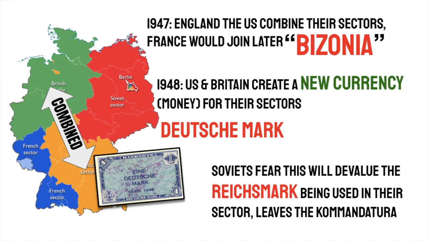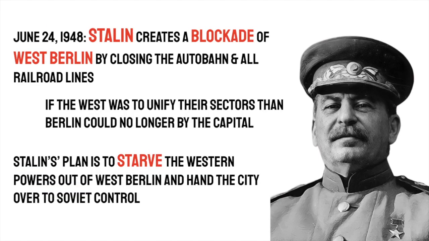They fear that this will devalue it, make it worthless, and that the economies of the western portion of Germany will come to dominate the economy of the eastern portion of Germany, which is under Russian control. And they're right, it's exactly what that's going to do. So in response to this, the Russians are going to leave the Kommandatura, and then Stalin is going to announce in June of 1948 that we are going to blockade Western Berlin.